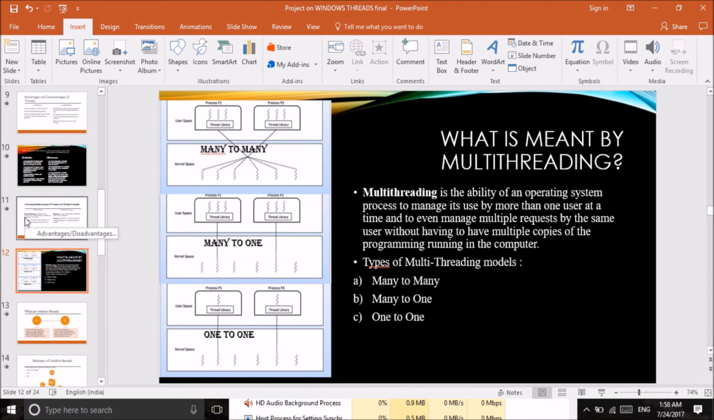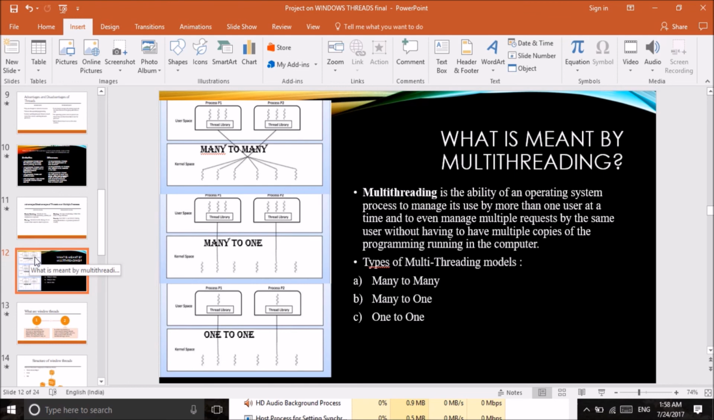In many-to-one, we have 6 threads, but many threads are connected to one single thread. When a thread makes a system call, the whole process will be blocked. Many-to-one is used when the system does not support user level threads, which are executed by the operating system. Only one thread can access at a time.